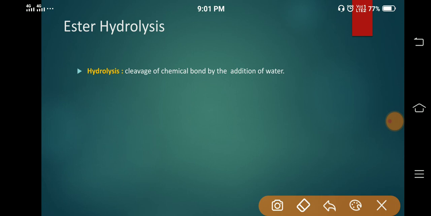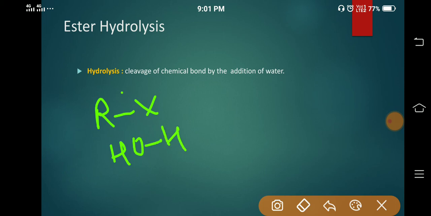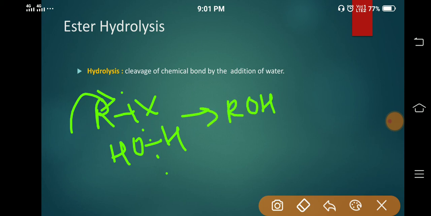You can see here examples such as alkyl halide, on treatment with a water molecule, may undergo cleavage of this chemical bond and convert into alcohol and acid. There are so many examples related to hydrolysis.